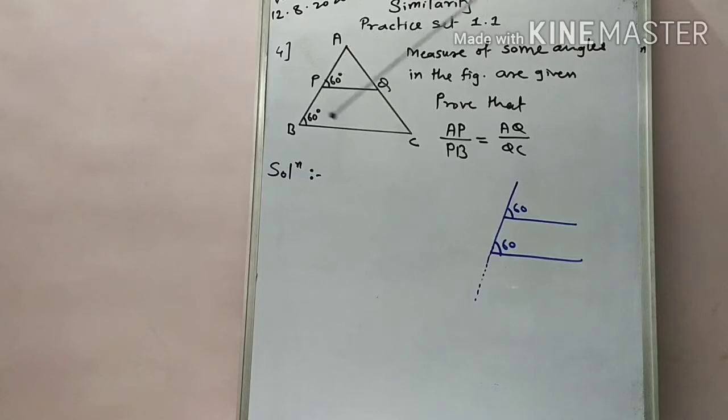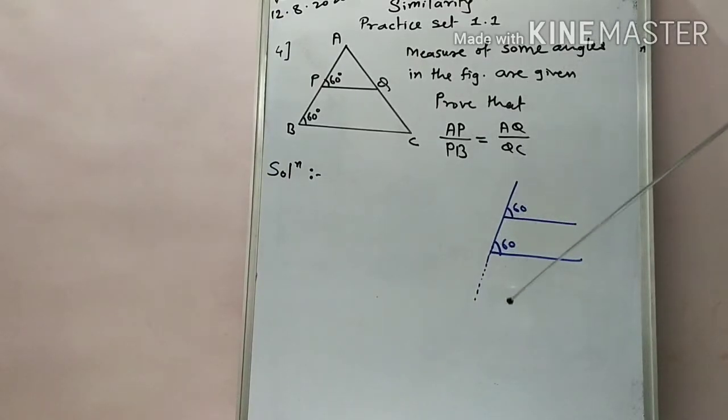And in the triangle, if PQ is parallel to BC, then according to BPT the line divides the remaining sides in the same proportion or same ratio. So we prove what we have to prove.